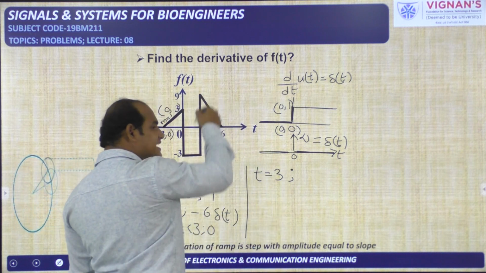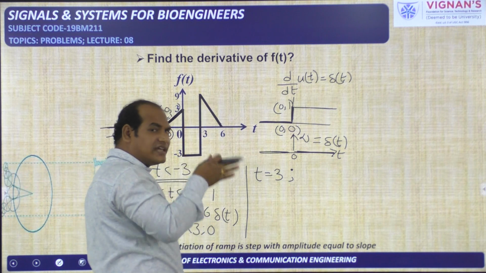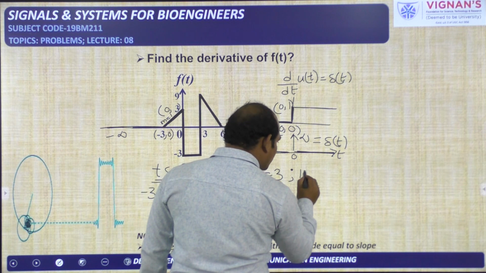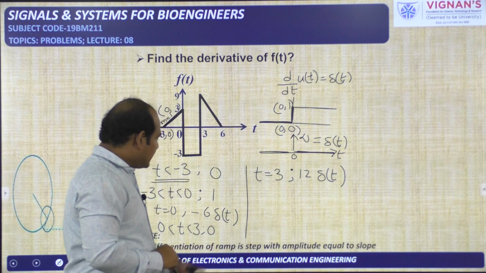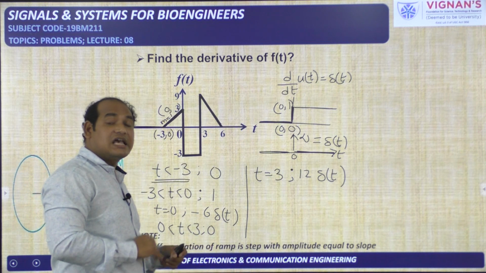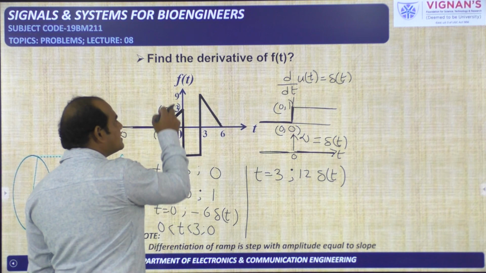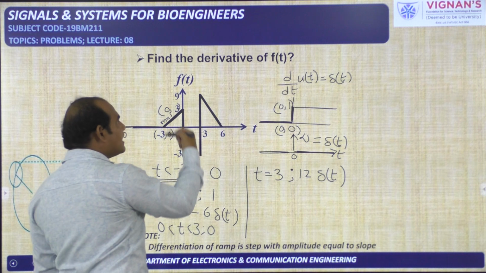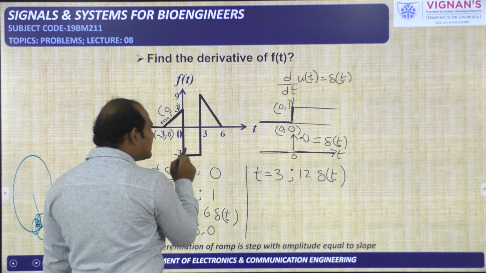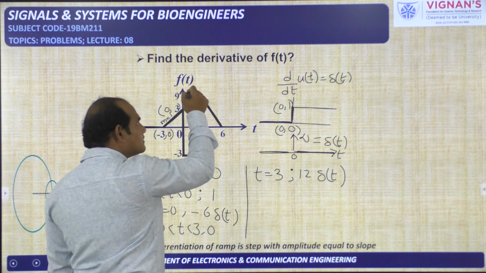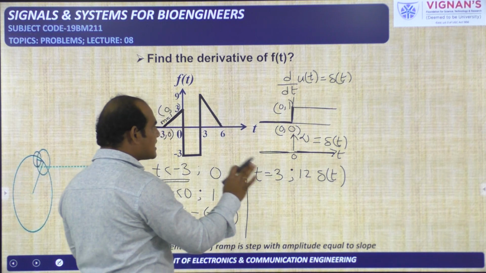So with a change of 12 in amplitude there is a discontinuity, and if you find the derivative you will get 12 into del of t. Here we have taken plus 12 into del of t, and here minus 6 into del of t, because we have to perform final minus initial. At t equal to 0, amplitude changes from 3 to minus 3, so minus 6. At t equal to 3, amplitude changes from minus 3 to 9, that means 9 minus of minus 3, that is 12. So this is also over.